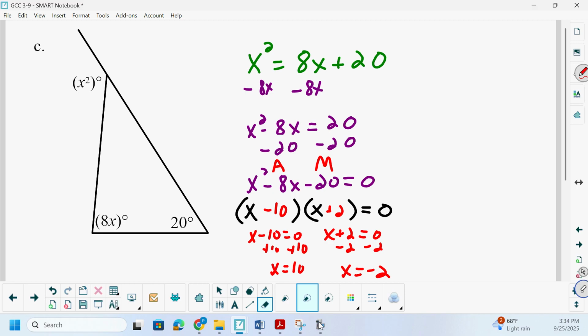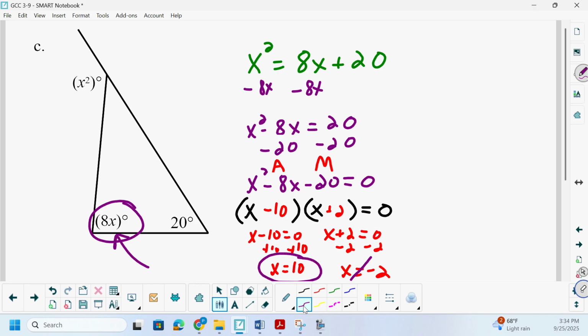This is a carryover from the previous page where the directions were just find the value of x. But keep in mind, whenever we get two answers this year, we've got to check because sometimes one of them might get rejected. X squared, 10 times 10 is a positive number, that's fine. Negative 2 squared, a negative times a negative is a positive, that's fine. But we do run into an issue with the 8x. If you do 8 times negative 2, it gives you a negative angle in a triangle, and we can't have that. So we're going to reject the negative 2. We did not reject the negative 2 because 2 is negative. We rejected the negative 2 because it gave us a negative angle in our picture. So our only answer then would be x equals 10.